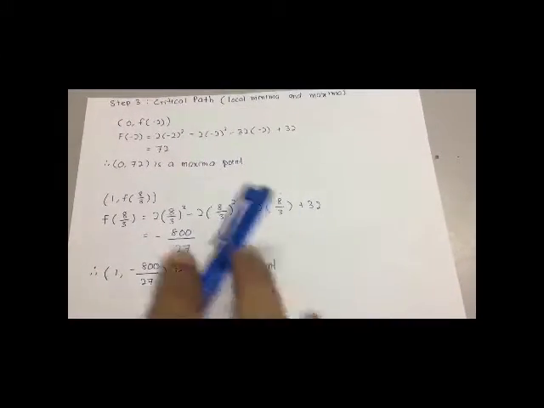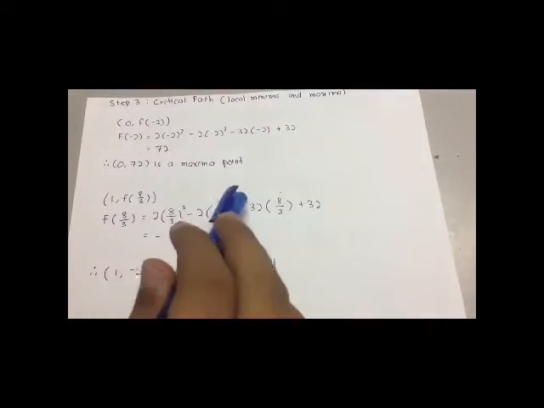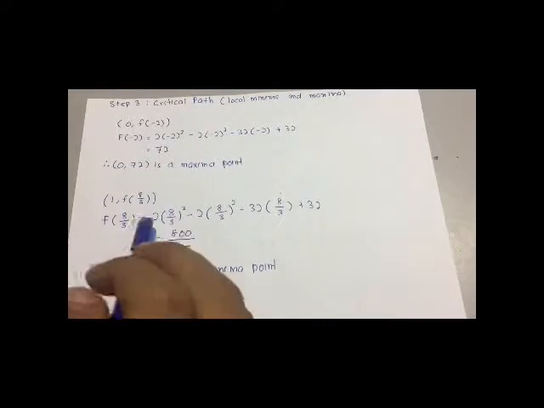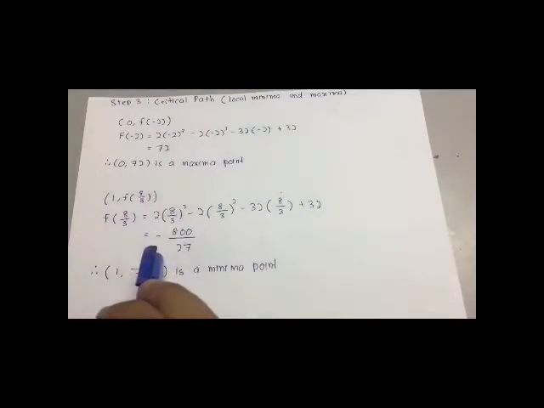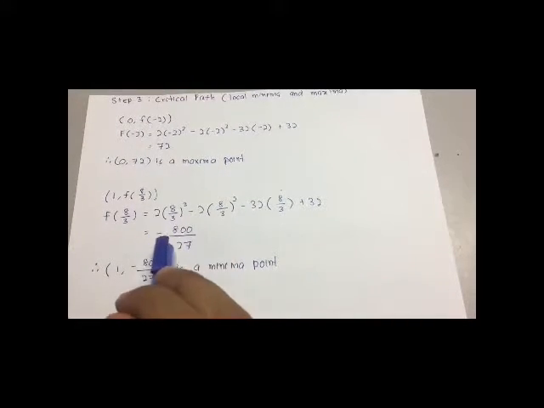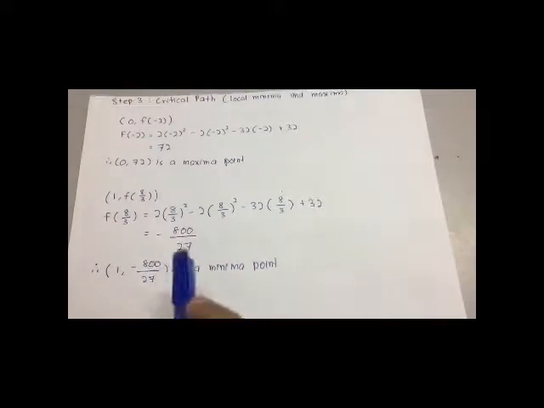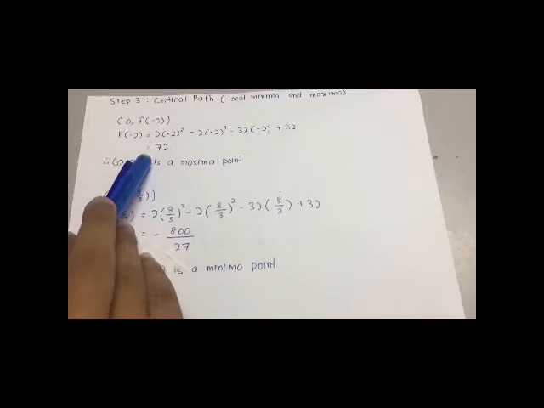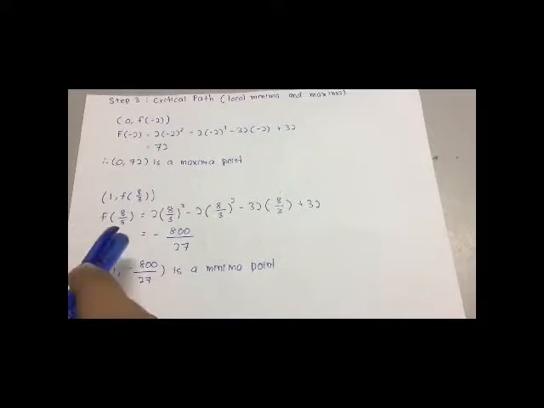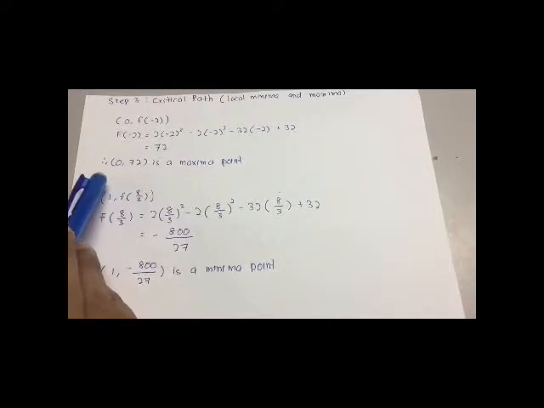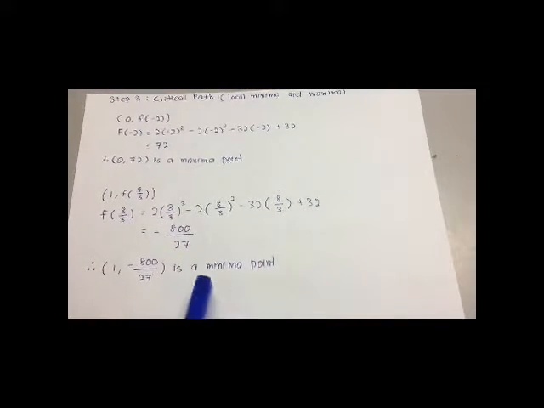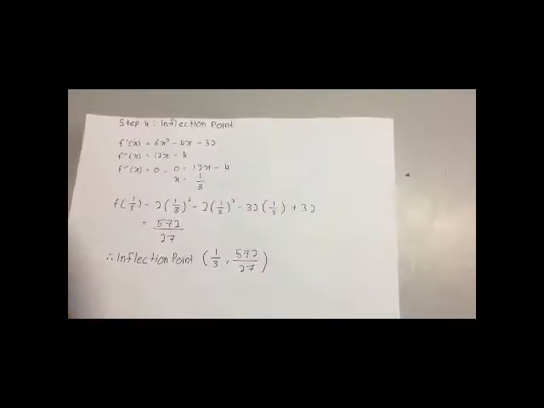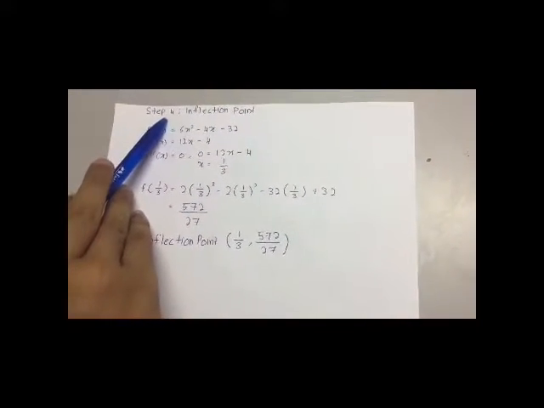Then we substitute 8/3 into f(x), and we get negative 800/27. This one is positive and this one is negative. From this we know that this is the maximum point and this is the minimum point.